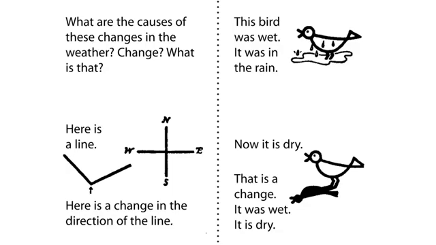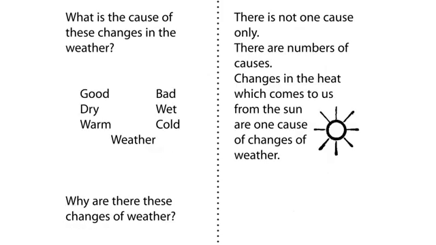Change? What is that? Here is a line. Here is a change in the direction of the line. This bird was wet. It was in the rain. Now it is dry. That is a change. It was wet. It is dry. What is the cause of these changes in the weather? Why are there these changes of weather?